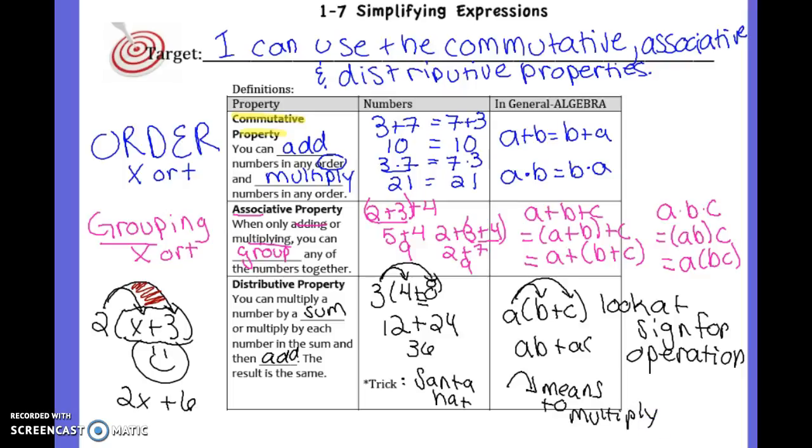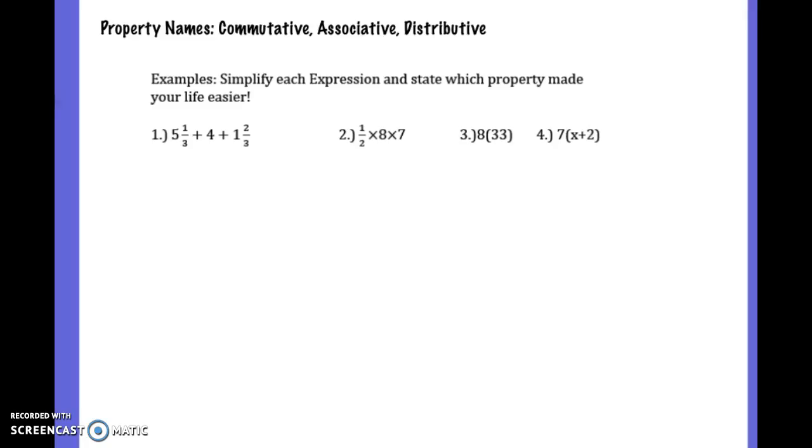So let's do some simplification. The next direction says, simplify each expression and state which property made your life easier. That's the whole point we have these. Well, let's see here. For number 1, 5 1/3 plus 4 plus 1 2/3. I don't know about you, but I think it'd be easier to go 5 1/3 plus 1 2/3, then add the 4. That made my life easier.